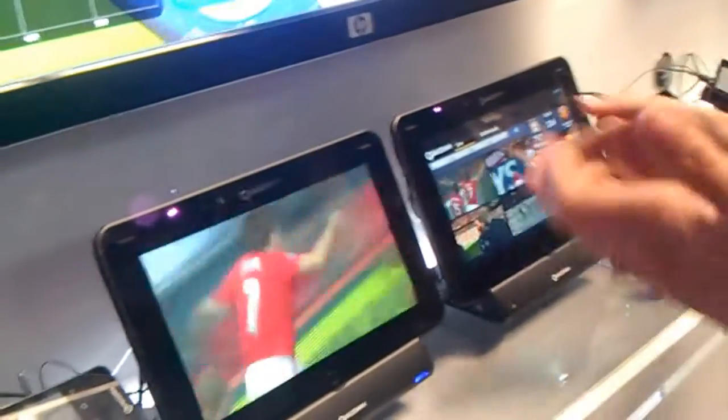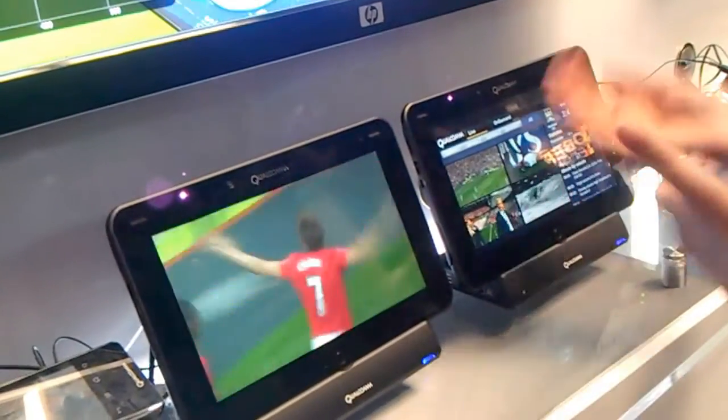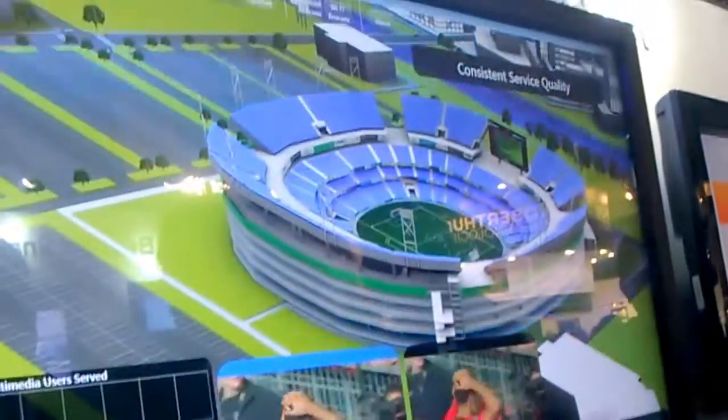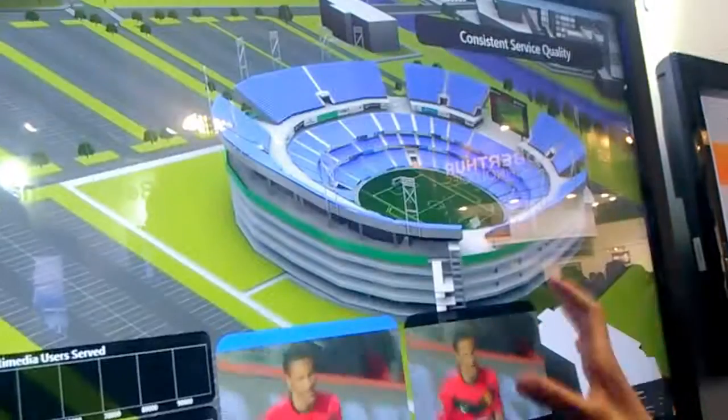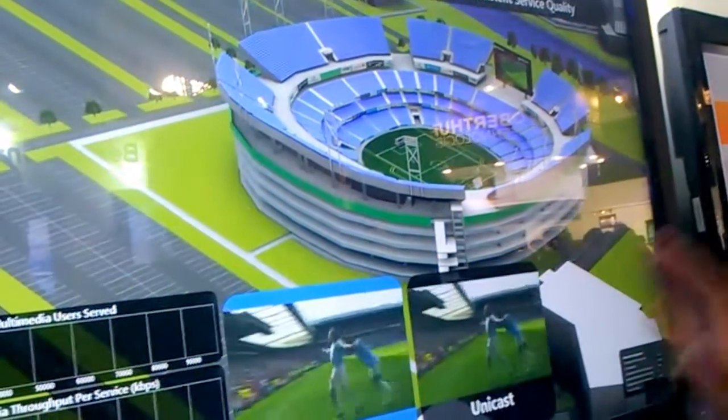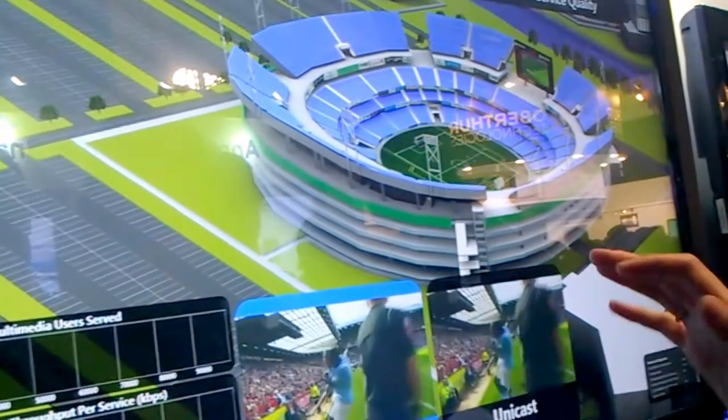There are two things that I'll tell you about. The first is how the services will be displayed and delivered. The second is the benefit of using LTE broadcast over unicast. So one of the big scenarios we're looking at is obviously football, a live event.